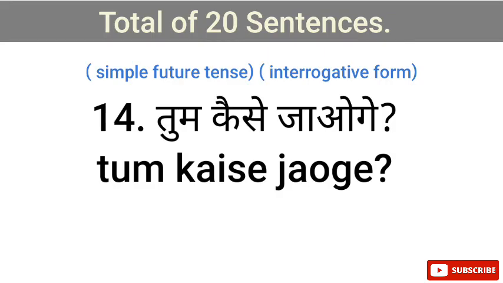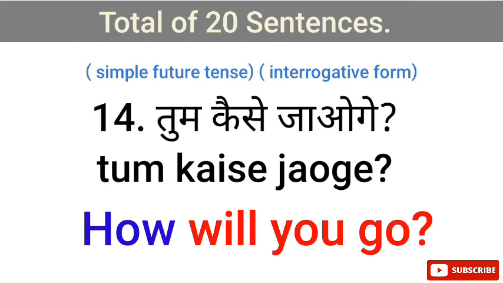Sentence number 14, simple future tense, the interrogative form. तुम कैसे जाओगे? How will you go?